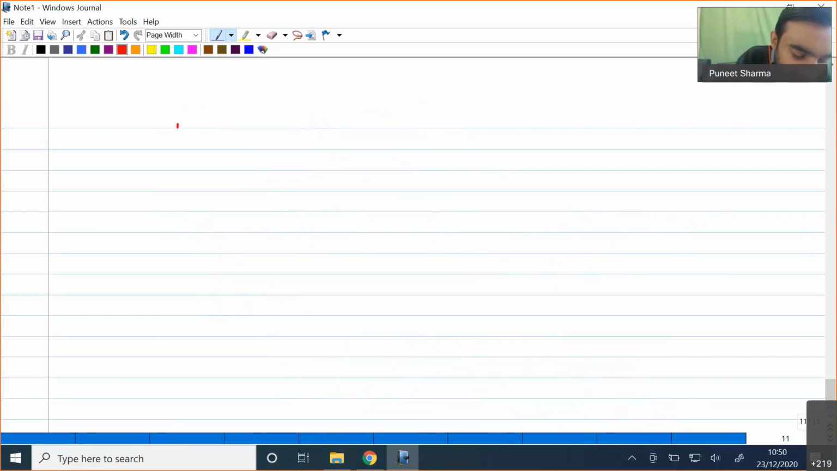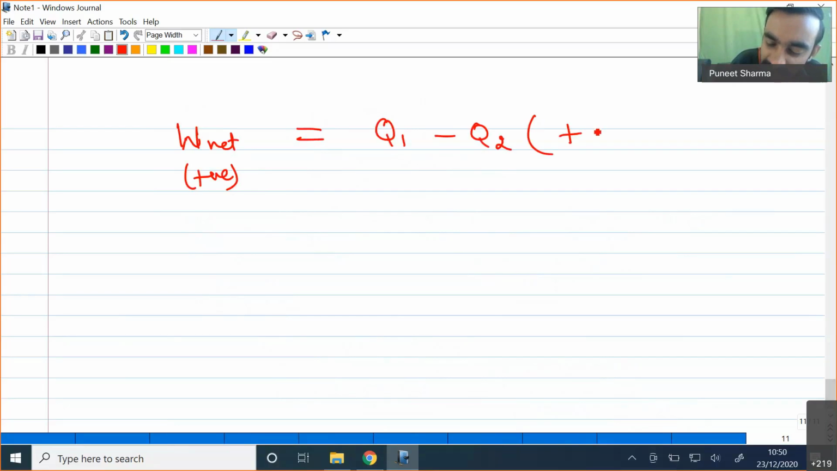We have seen that our W net, which is a positive quantity, is equal to Q1 minus Q2. This Q1 minus Q2 is once again a positive quantity. So with the help of this heat engine, we are able to operate our system in a thermodynamic cyclic manner, and we were able to have positive work and positive heat interactions.